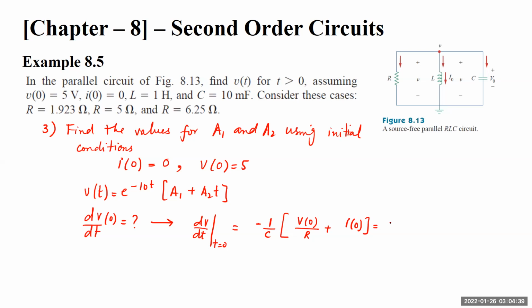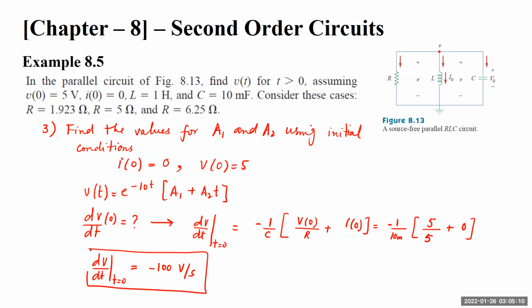If we put in the values, it will be minus 1 over the capacitance, 10 milli, times V0, which is 5, the capacitor voltage, divided by the resistance, which in this case is 5, plus I0, which is 0. So dv by dt at time t equals 0 comes out to be minus 100 volts per second. Now we have both initial conditions.